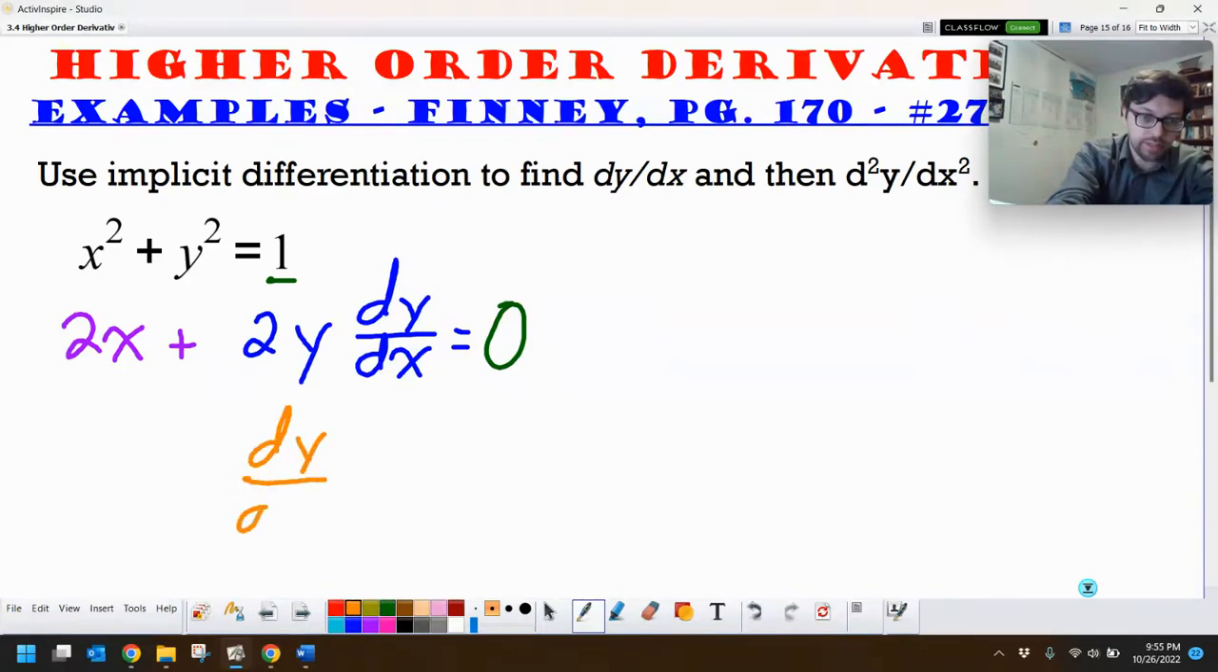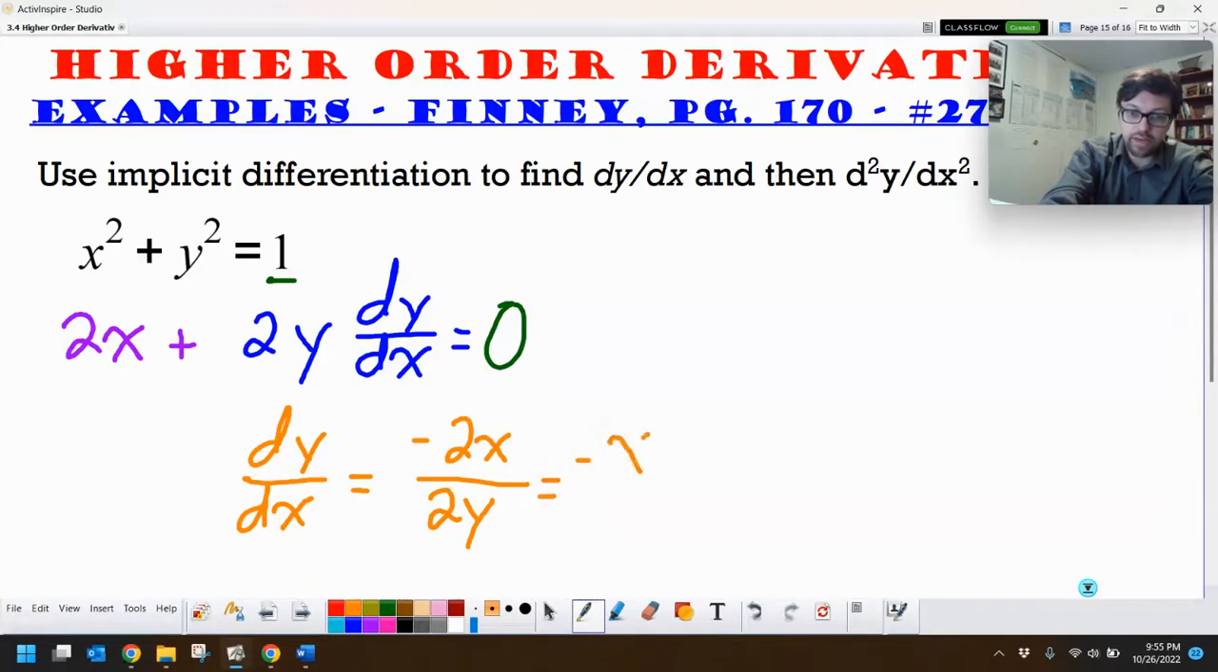So dy over dx is going to equal, we would subtract that 2x from both sides and then divide by that 2y that's right here with our dy over dx. So our dy over dx, and I'll just write right here, is negative x over y. We found dy over dx. Now what we want to do is use implicit differentiation again in order to figure out what the second derivative of this thing is going to be.